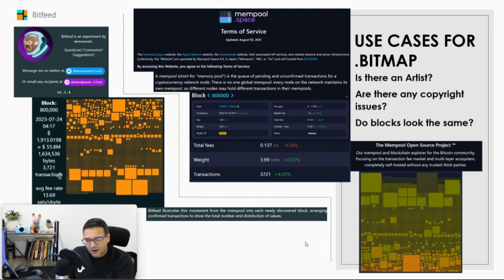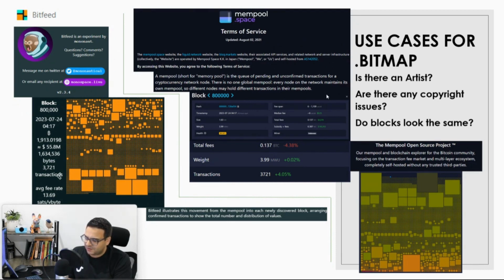I also took off the mempool website something which I think is really interesting to just make everyone aware of. Basically what it says on there is that a mempool is the queue of pending and unconfirmed transactions for a cryptocurrency network node. So this is where it gets interesting. There is no one global mempool. Every node on the network maintains its own mempool. So different nodes may hold different transactions in their mempools.